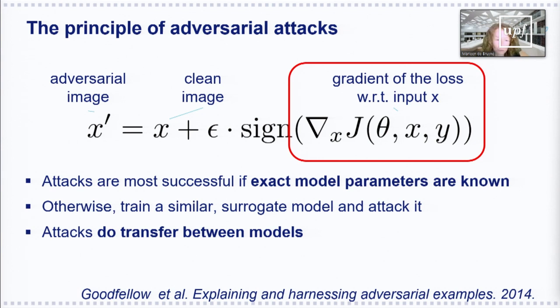It's important to realize that the noise that is added here is not random noise, it's a very specific perturbation that is related to the gradient of the loss with respect to the input image, so that the model is tricked to give the wrong answer. And this means that attacks work best if the attacker knows the exact model parameters. If not, the attacker can train a similar model, a surrogate model, and attack that model. And it is known in many examples that attacks do transfer between models.